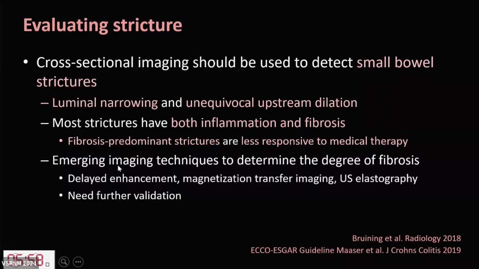We can assess the degree of inflammation by using imaging like MR enterography, but it is still difficult to determine the degree of fibrosis. Some investigators found that delayed enhancement on MRI and magnetization transfer imaging or ultrasound elastography may help, but these still need further validation.